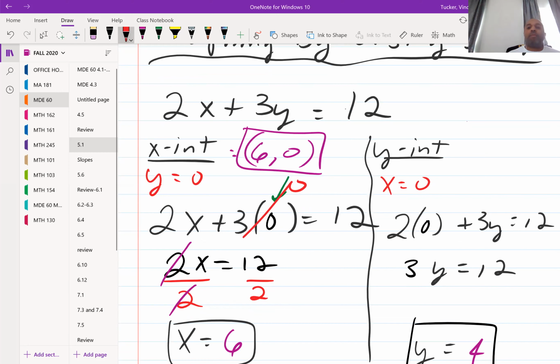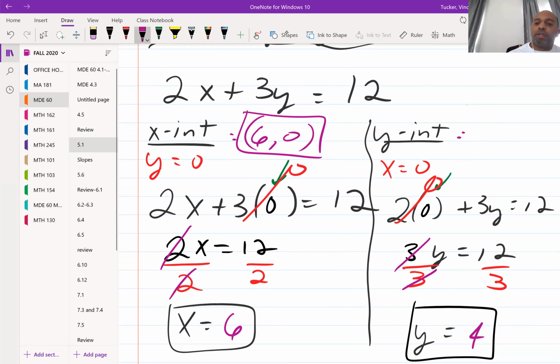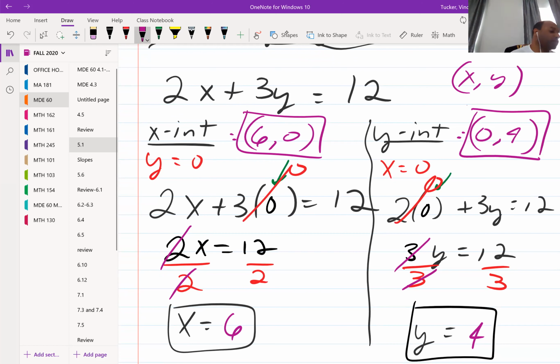All right, so that's our x-intercept. For the y-intercept, you let x be equal to 0. That's what we did here, 2 times 0. That'll be 0, leaving me with 3y equal to 12. Divide both sides by 3, and y is equal to 4. So for our y-intercept, be careful. Remember your ordered pair is always x, y. So you're going to have 0, 4 as your y-intercept.